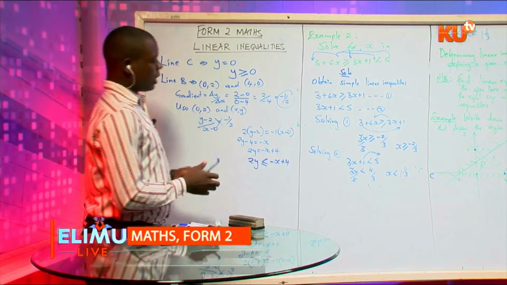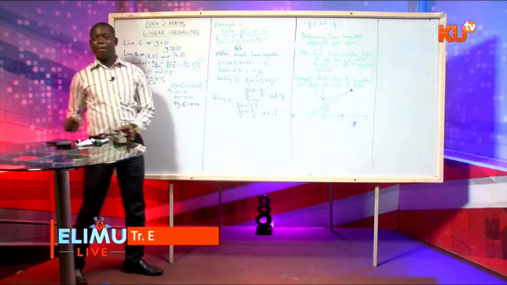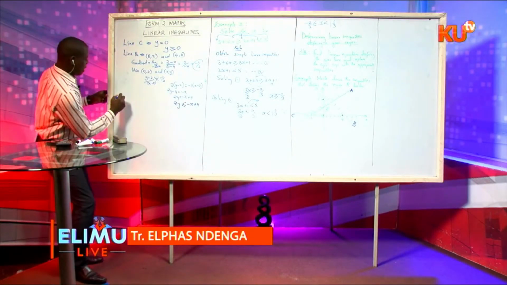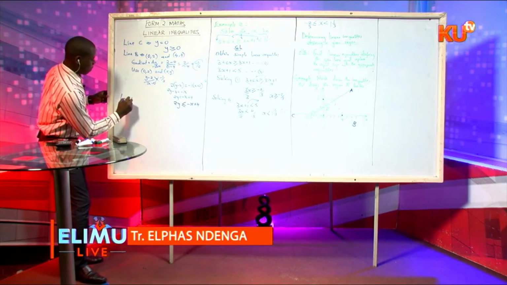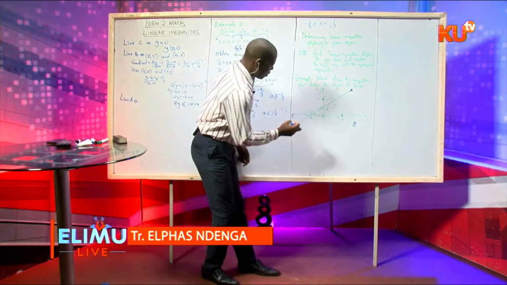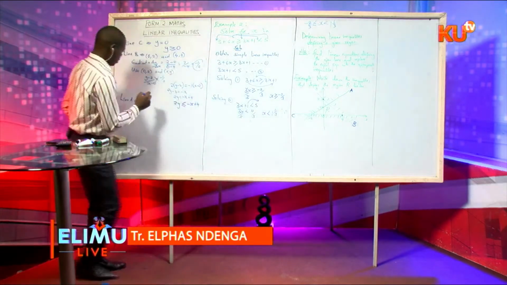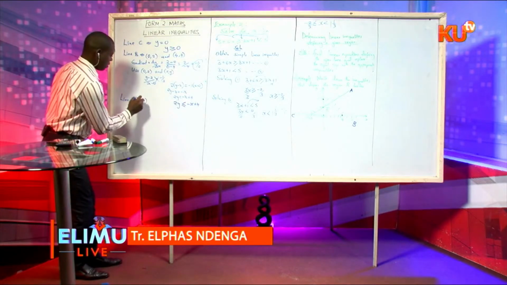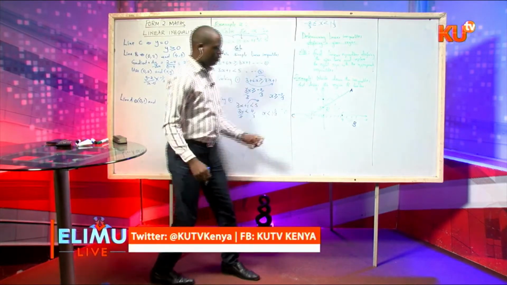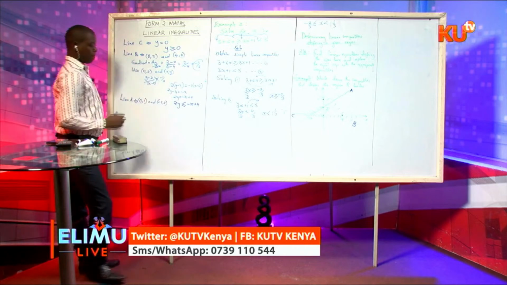Good. Now, using the same approach, can you be able to determine the inequality of line A? So let's try it again together. For line A is passing through the point 0 and 1. So that is 0, 1. And another point here is negative 2, 0. Negative 2, 0.